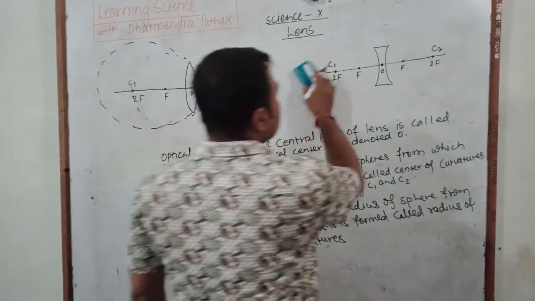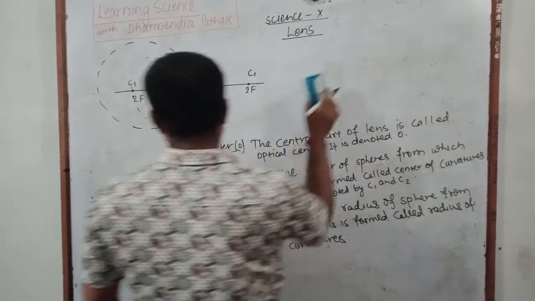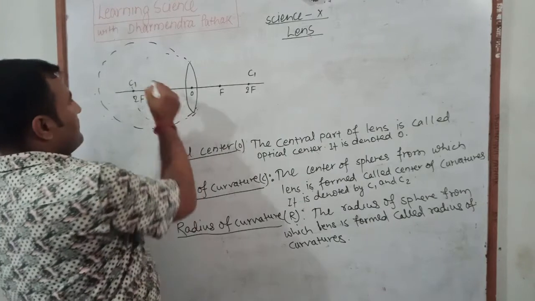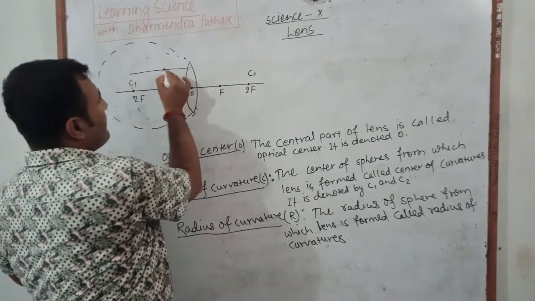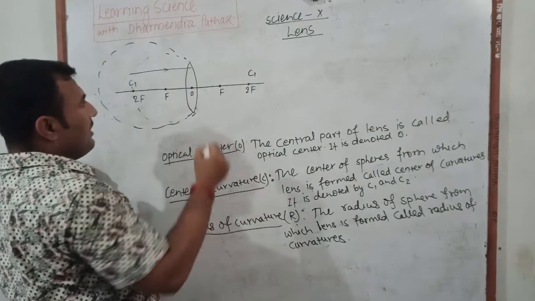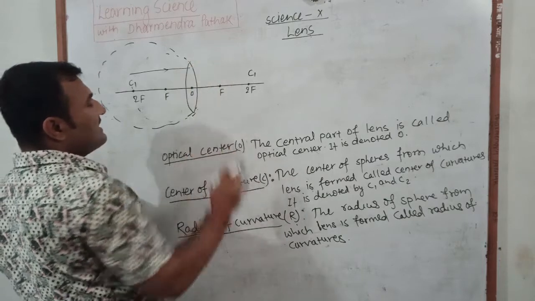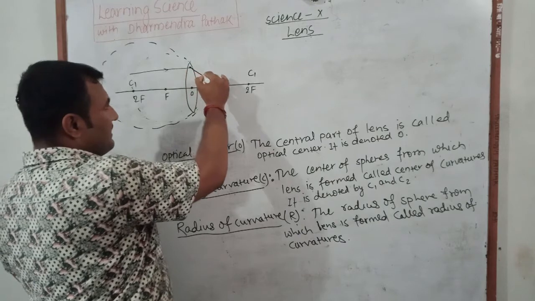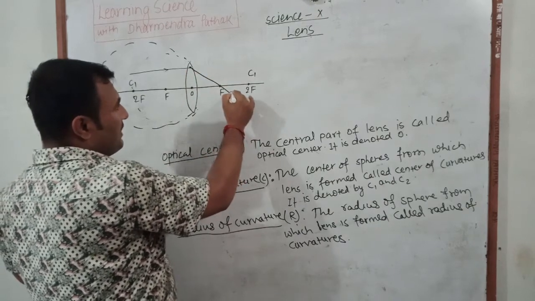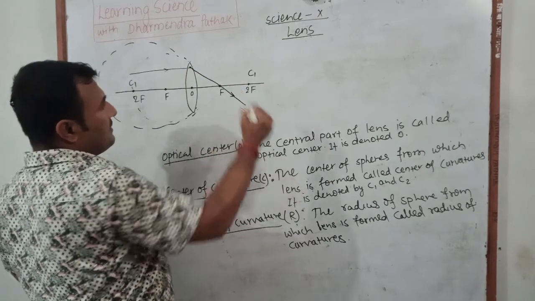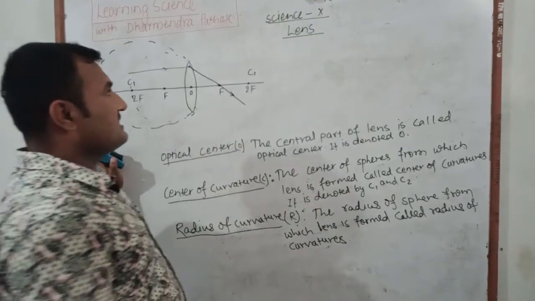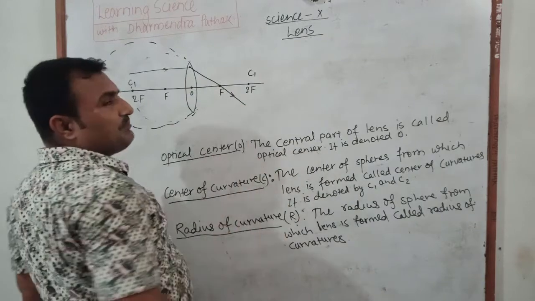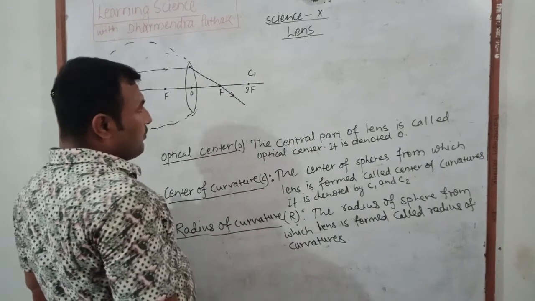After that, in any lens we find the principal focus. When a ray of light or a parallel beam of light passes through the lens, refraction occurs, and the refracted rays pass through or meet at the principal focus. That point where the parallel beam of light meets is known as principal focus.